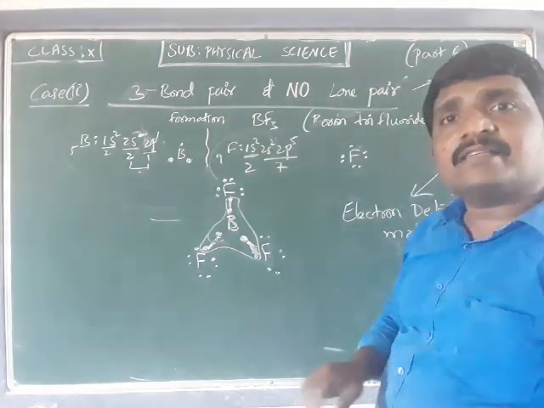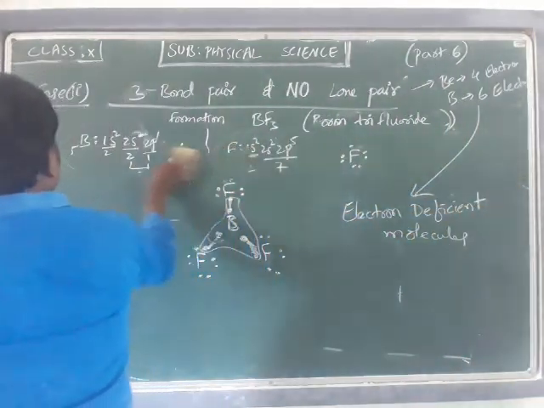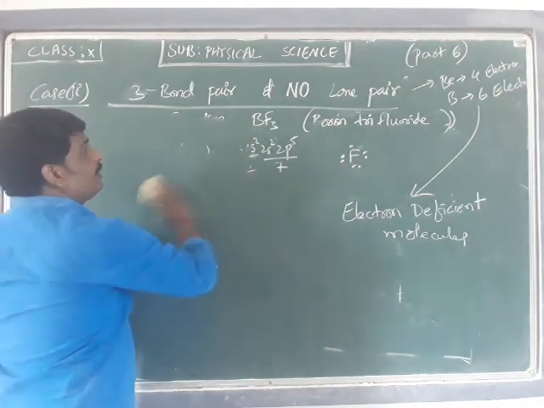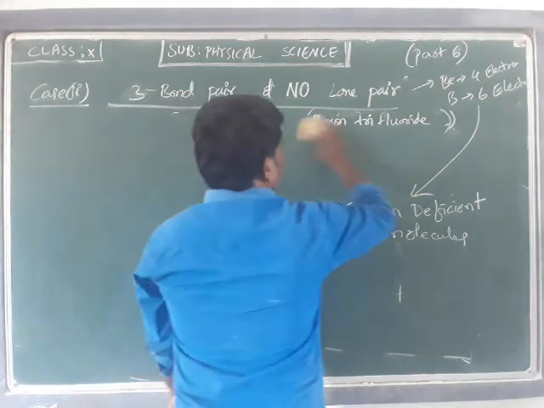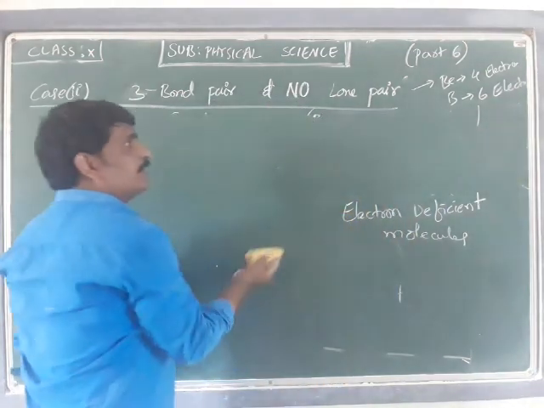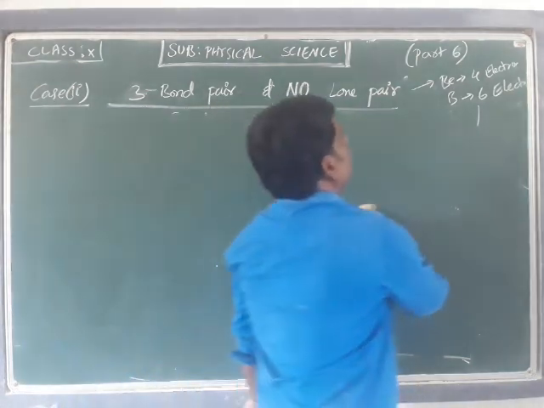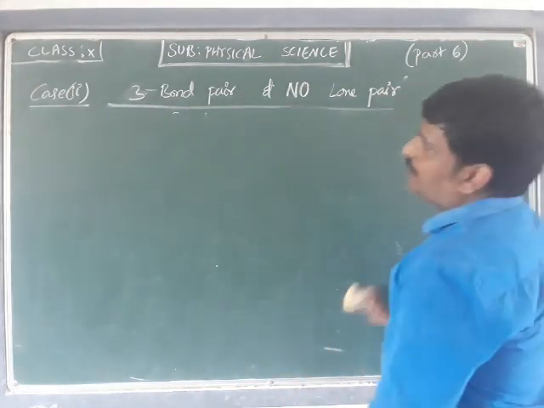There is a chance of a question being asked: which of the following is an electron deficient molecule? Option A beryllium chloride, option B boron trifluoride, option C A and B, option D none of the above. These are the 2 molecules which have this electron deficiency.